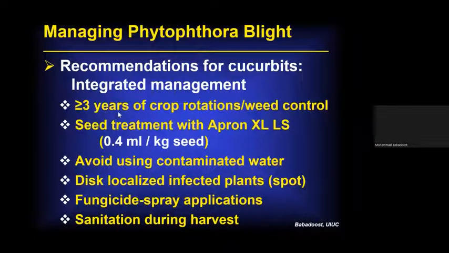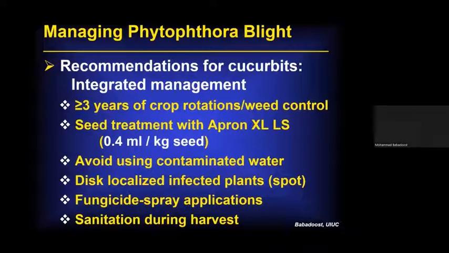3 years, rather 4 years of crop rotation. Seed treatment. We developed the seed treatment with Apron XL LS. Apron XL LS is a commercial name. This is mefenoxam. The common name is mefenoxam. How much do you need? Almost nothing. Almost no cost. 0.4 milliliter of this compound.